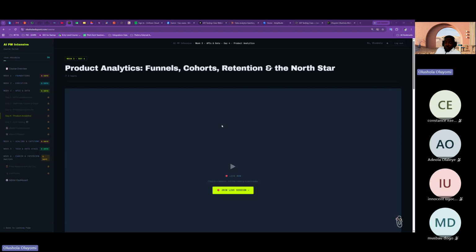So it allows you to basically connect your system to a platform that can allow you to visualize your data. This is what we're going to be learning today.